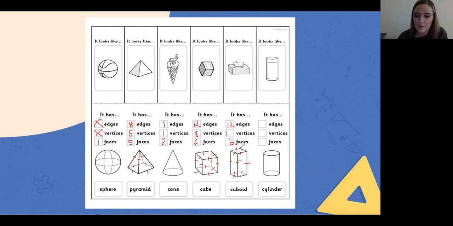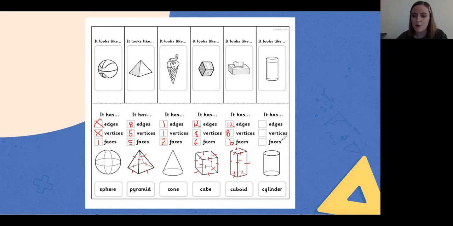Once again, 1, 2, 3, 4, 5, 6, 7, 8. So why do you think that these two are not called the same thing? Well, if you look at their faces and the shapes that they're made of, this one has rectangles, but this one just has squares, okay? So that's the difference there.